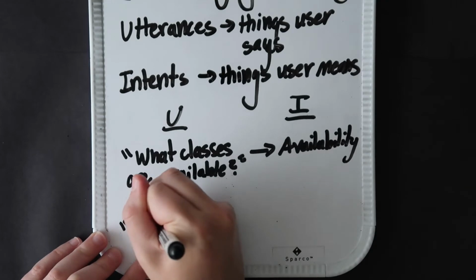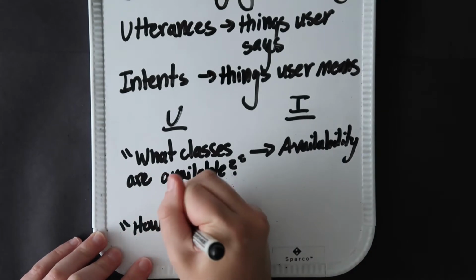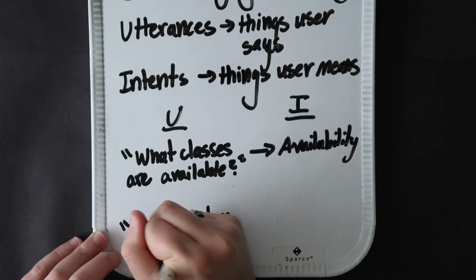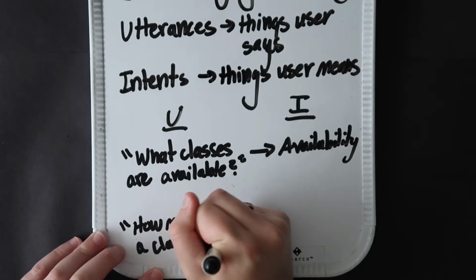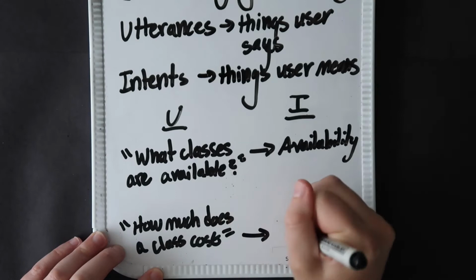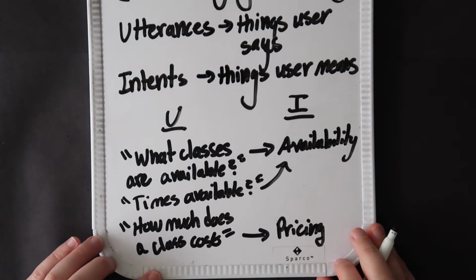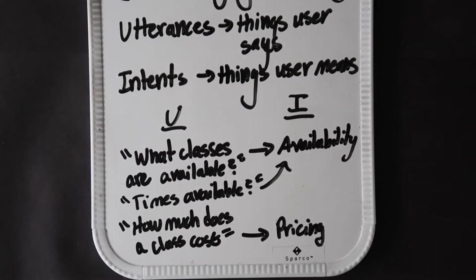There are also many different ways to say the same thing. To ask about class availability, the user could say what times are available or what classes are available or any number of other things. These would all map to the same intent. To convert what the user says to its meaning is where DialogFlow comes in.